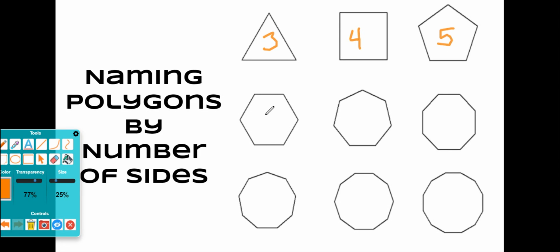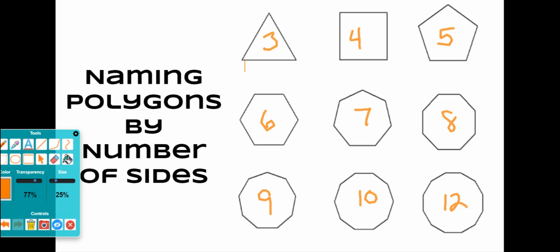Here we've got 5, 6, 7, 8 sides, 9 sides, 10 sides, not 11, but this one's going to be 12. I had to count it a couple times to make sure. So now we can go through and name them all.